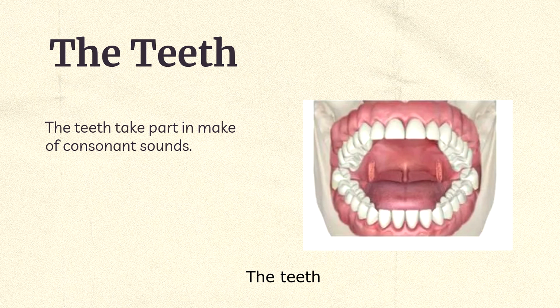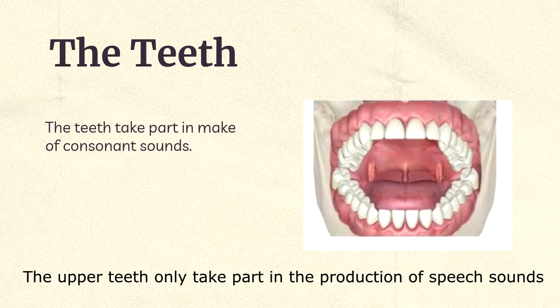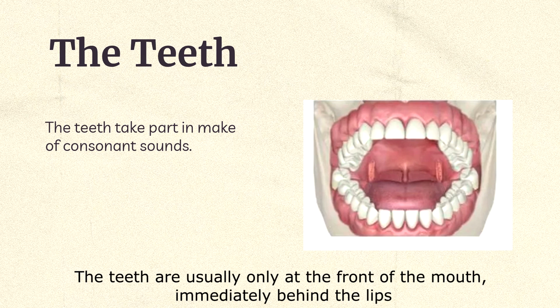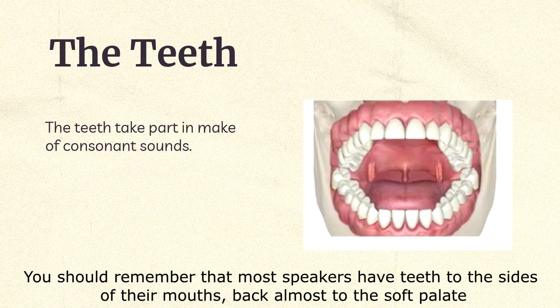The teeth. The teeth take part in the production of consonant sounds. The upper teeth only take part in the production of speech sounds. The teeth are usually only at the front of the mouth, immediately behind the lips. You should remember that most speakers have teeth to the side of their mouths, back almost to the soft palate.